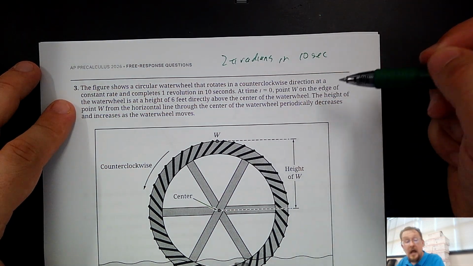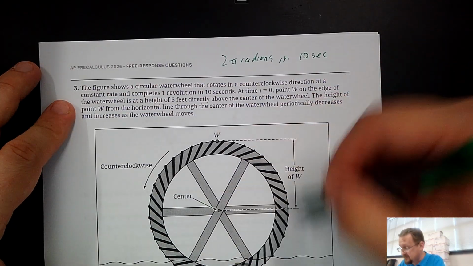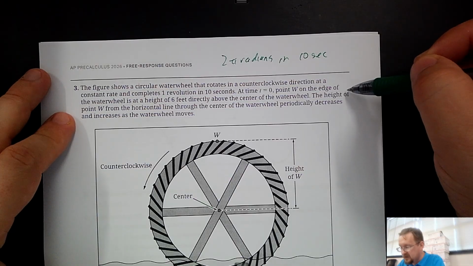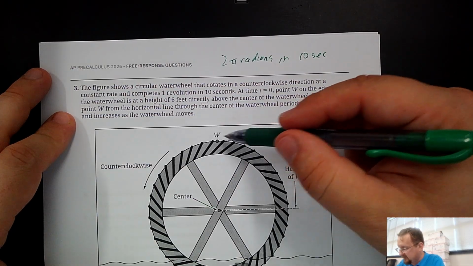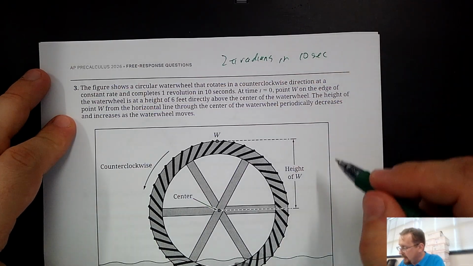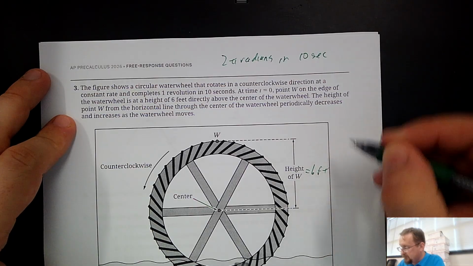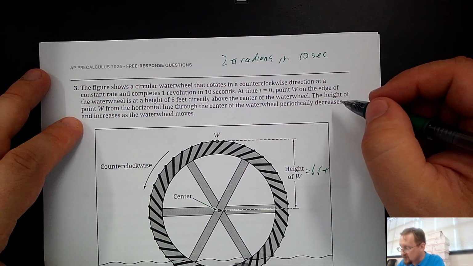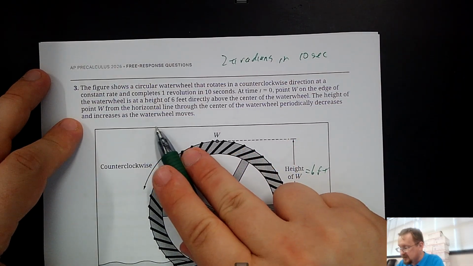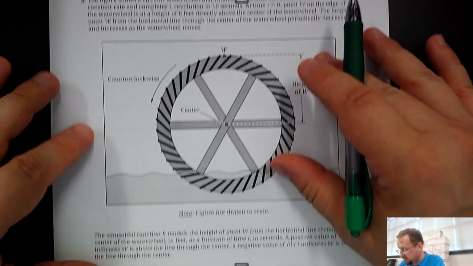I know where this is going, because what did I say I teach? Physics, and this is just rotational motion, okay? At time 0, point W on the edge of the water wheel is at a height 6 feet above the center of the water wheel. So that's 6 feet. The height of the point W from the horizontal line through the center of the water wheel periodically decreases and increases, because that's what it is, a periodic function.